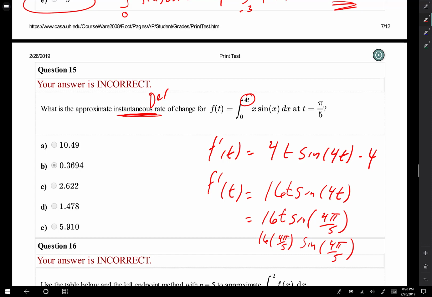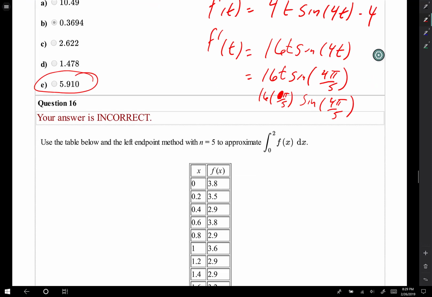Oh, mistakes galore. Man. That should be pi over 5. That guy's 4 pi over 5 because of that 4. Finally, we got an answer: 5.909, so 910. Sorry guys, just fast forward there I guess.